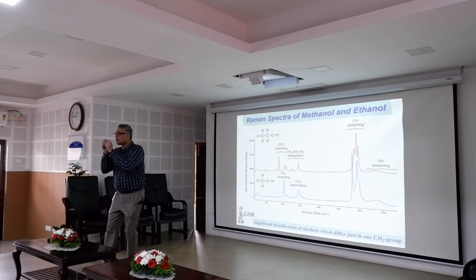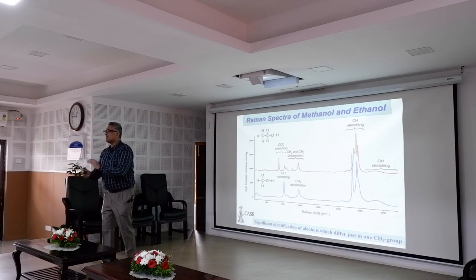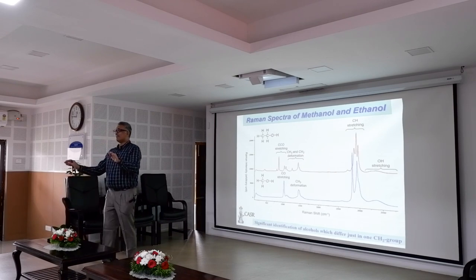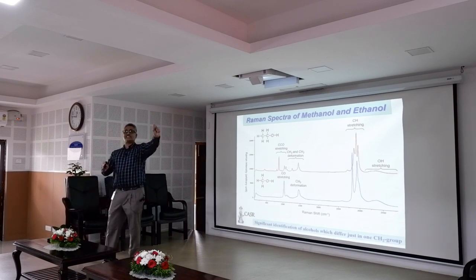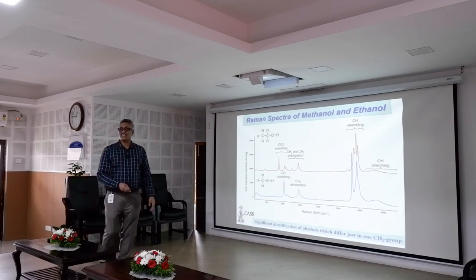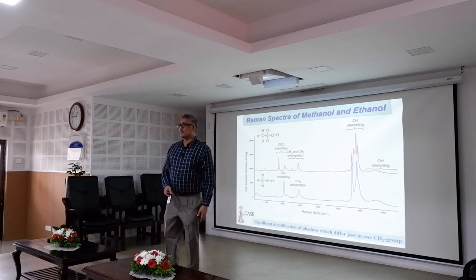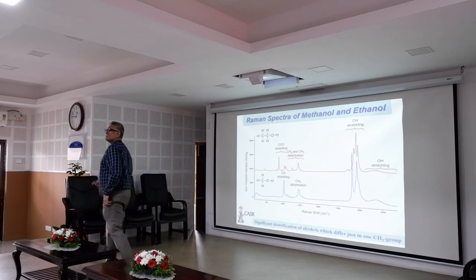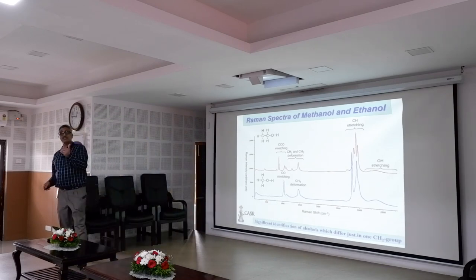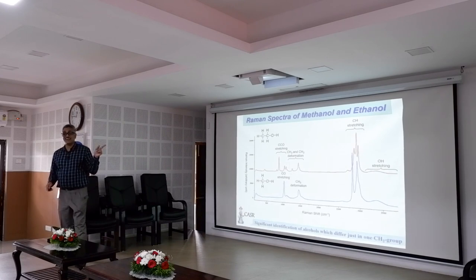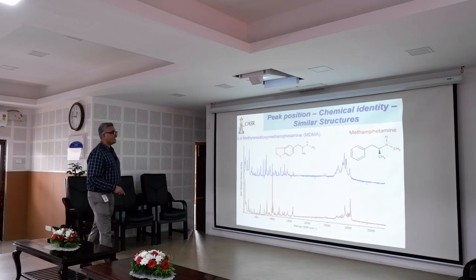So just because of one carbon atom increase, my Raman spectra is so different that I can actually, without even touching the bottle, drinking and seeing, tell which one is ethanol and which is methanol. And you know that you will not die, right, without drinking. That's the beauty of Raman spectra. IR you cannot do this way. It will be too difficult to analyze this. Raman is so easy.